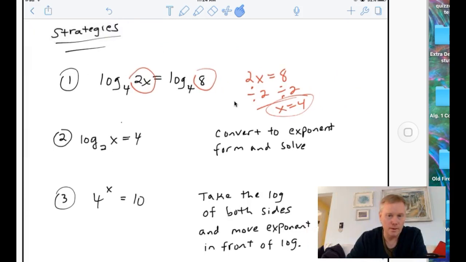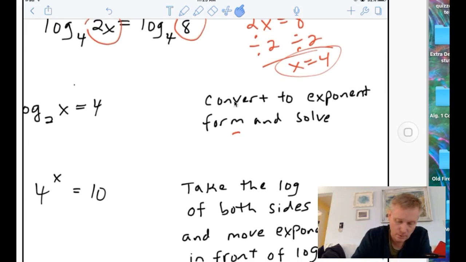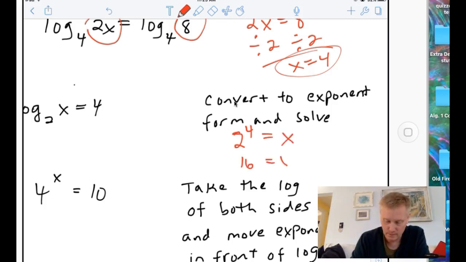The second one is log to base 2 of x equals 4. With that one, you convert to exponent form and then solve it. 2 to the 4th power equals x. Let me zoom in a second and write a little better: 2 is the base, 4 is the exponent, equals x. 2 to the 4th power is 16, so that would be your answer.